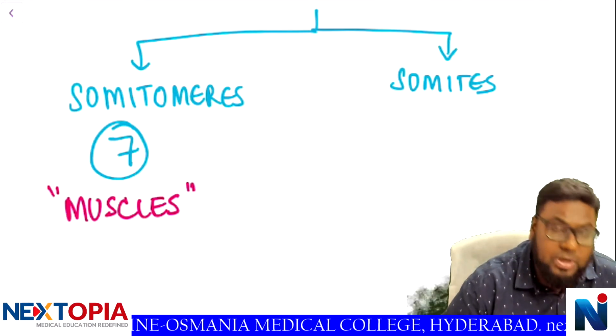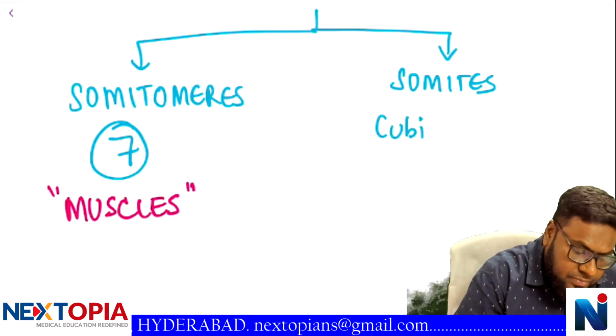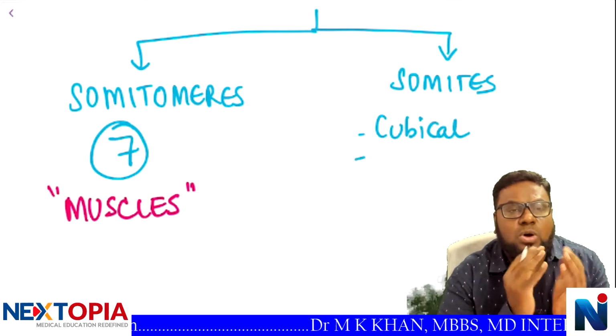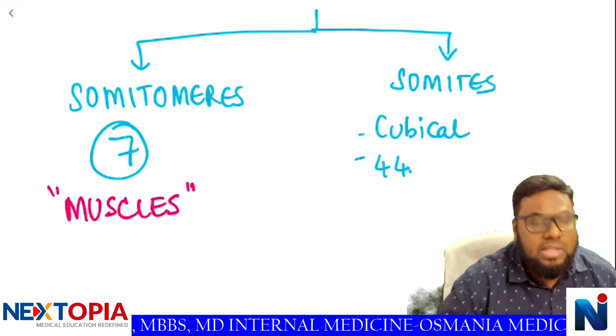In the future, they develop into muscles. Whereas somites are cubical structures. They are well organized, well oriented, small cubical structures. They are 44 in number. They are 44 pairs.